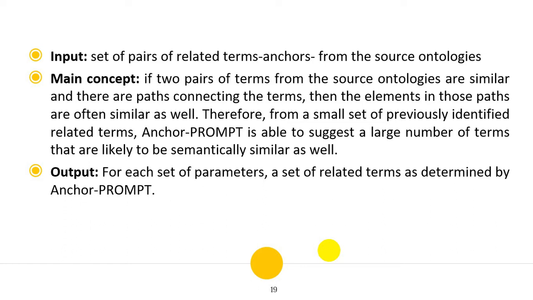The input of the algorithm is a set of pairs of related terms from the source ontologies. And the central observation behind AnchorPROMPT is that if two pairs of terms from the source ontology are similar and there are paths connecting the terms, then the elements in those paths are often similar as well. Therefore, from a small set of previously identified related terms, AnchorPROMPT is able to suggest a large number of terms that are likely to be semantically similar as well. And the output of the algorithm is, for each set of parameters, a set of related terms as determined by AnchorPROMPT.